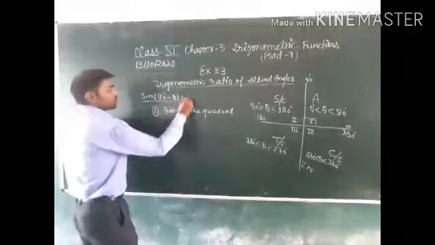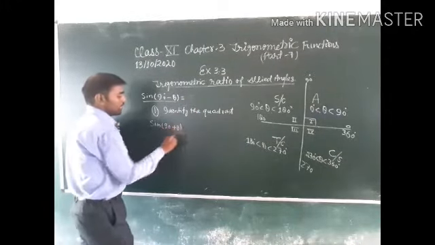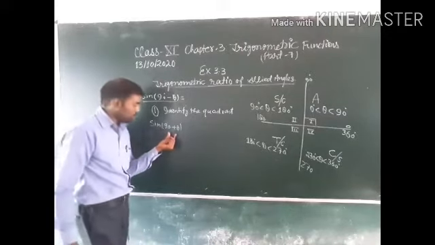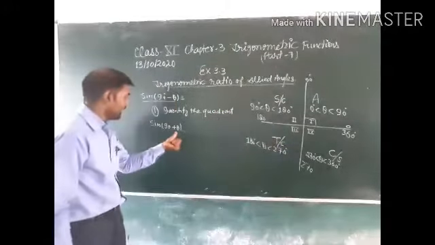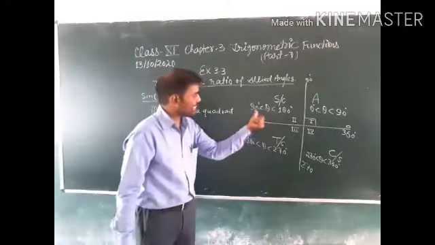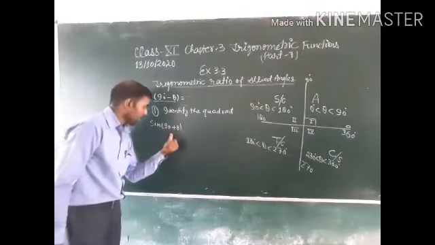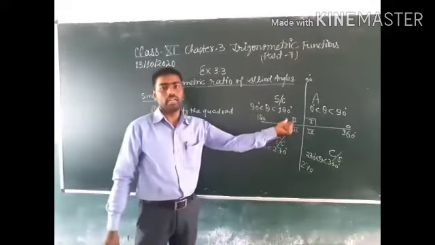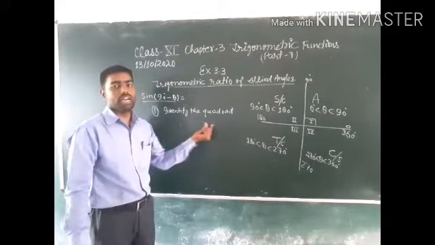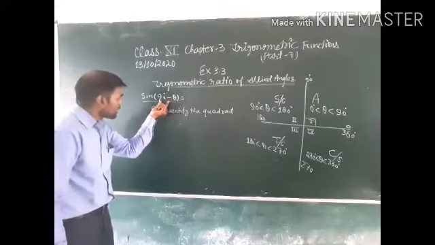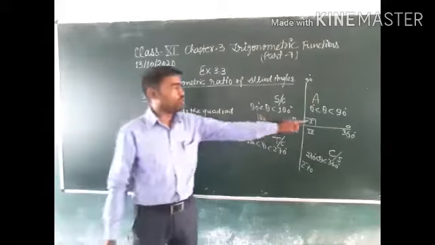Similarly, sin 90 plus theta, which quadrant does this belong to? It is the second quadrant, because for 90 plus theta, the angle is greater than 90 and less than 180. So this allied angle belongs to the second quadrant. So first of all, identify the quadrant. 90 minus theta belongs to first quadrant.